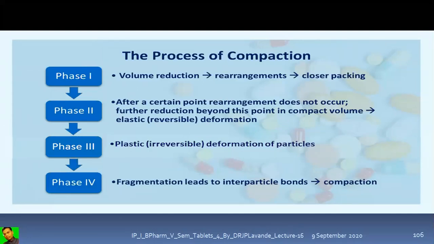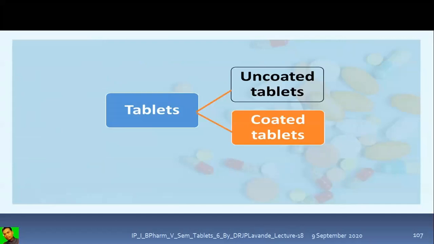Phase 1 is nothing but the volume reduction. Phase 2 is nothing but the elastic deformation. Phase 3 is the plastic deformation, and phase 4 is the fragmentation, where the bond formation will occur.